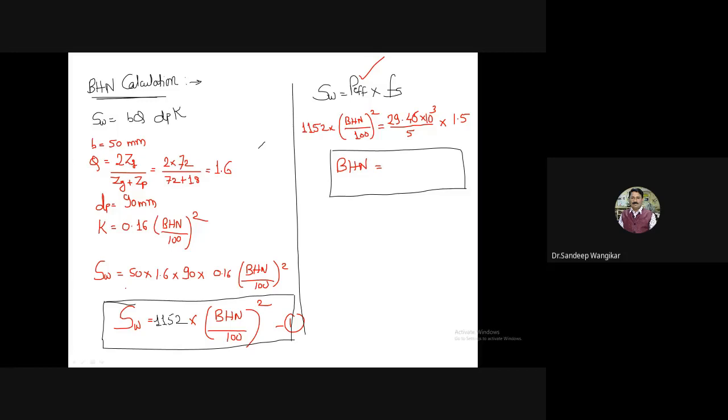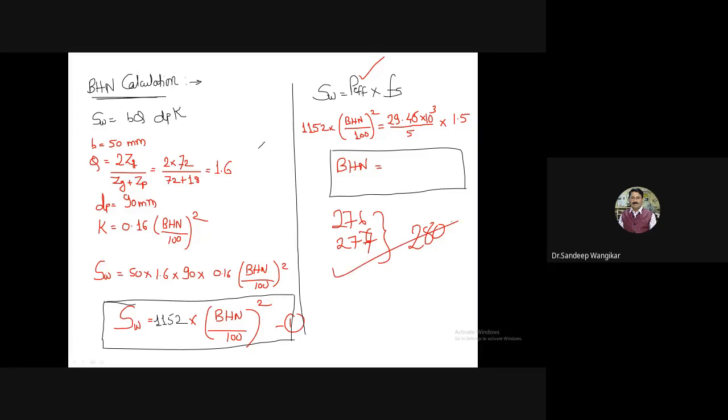If your value is, for example, 276 or 277, it is generally prescribed in multiples of 10. So you have to round up this value in multiples of 10. If your value is 276 or 277.75, these values will be rounded to 280. This is your BHN case.